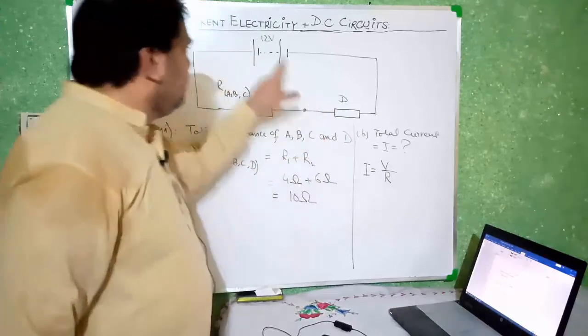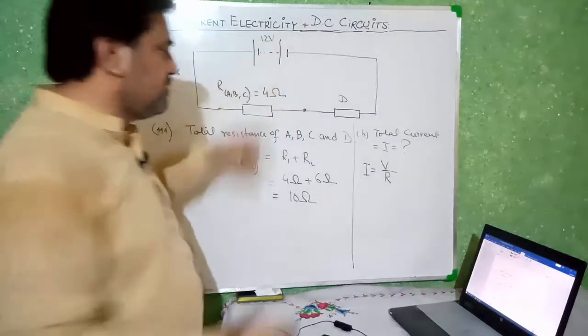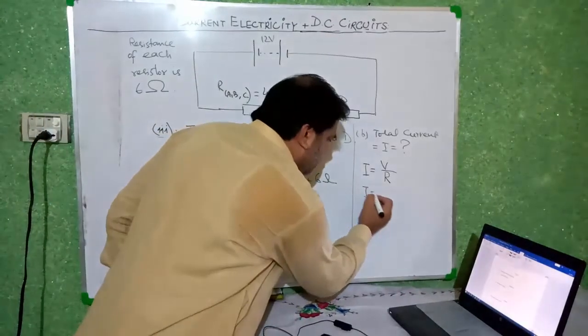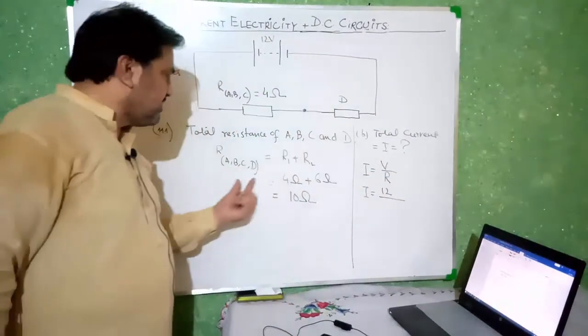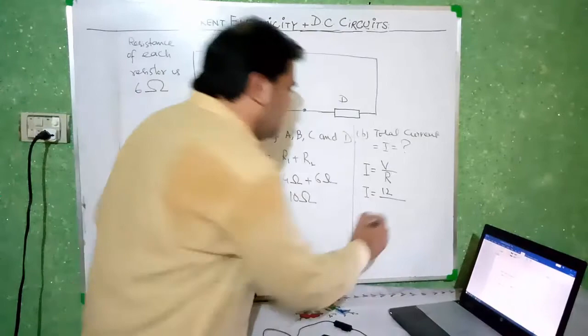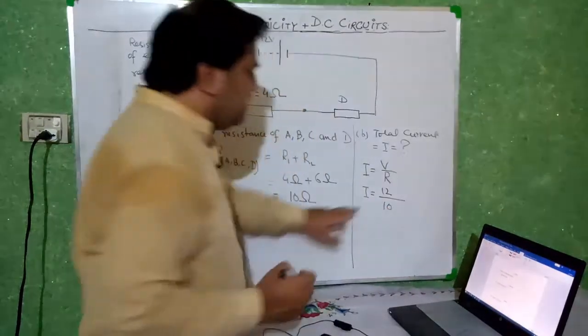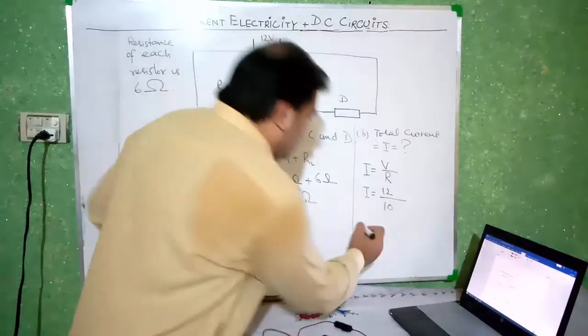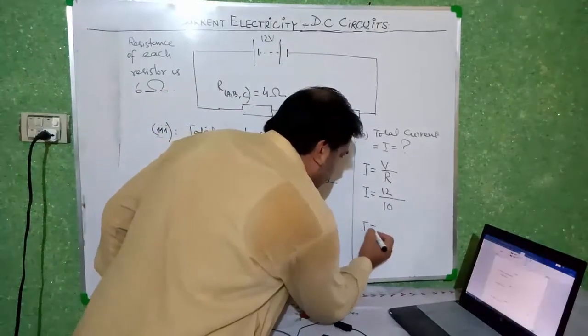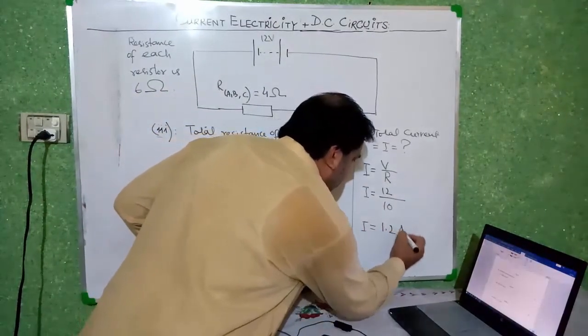The total potential difference of this battery is 12 volt. So we have to divide 12 by the total resistance, and the total resistance of the 4 resistors is 10 ohm. So we put this value over here. I is equal to total potential difference 12 divided by total resistance 10. So I will be equal to 1.2 amperes.